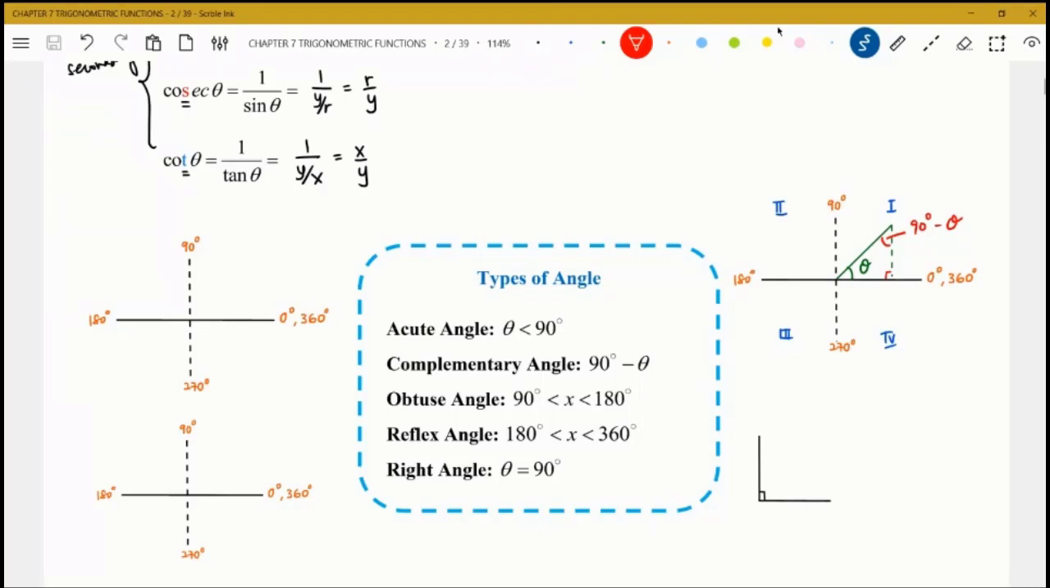Obtuse angle, where we have more than 90 but less than 180. Okay, so it's going to be somewhere around here.